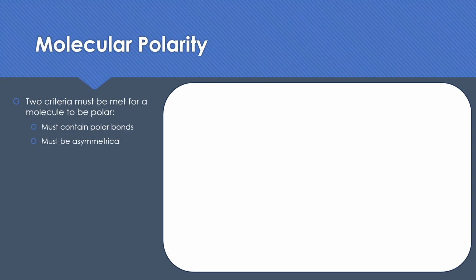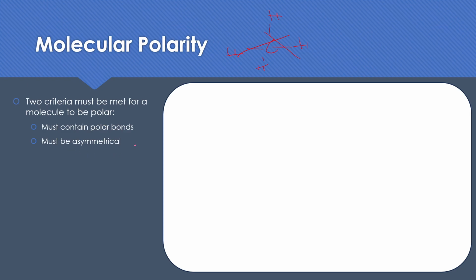So methane, which is just carbons and hydrogens, right? Draw that. All right, so carbon and hydrogen. These are all nonpolar bonds, so this cannot be a polar molecule. So this fails to meet the first criteria. And then number two, it must be asymmetrical.